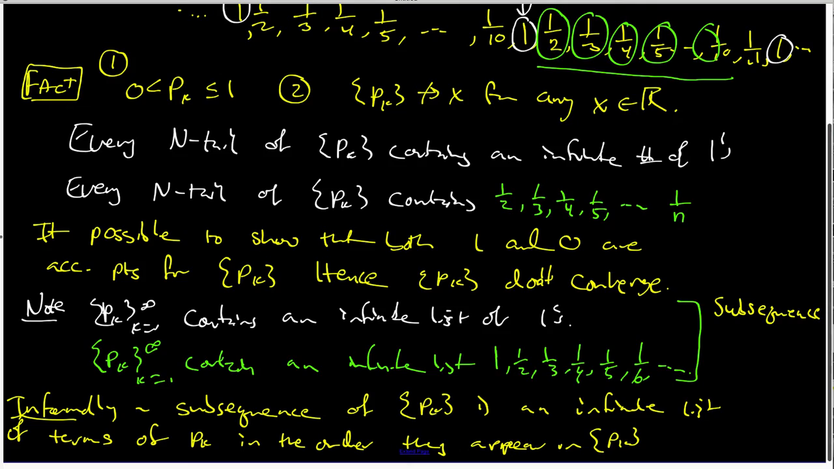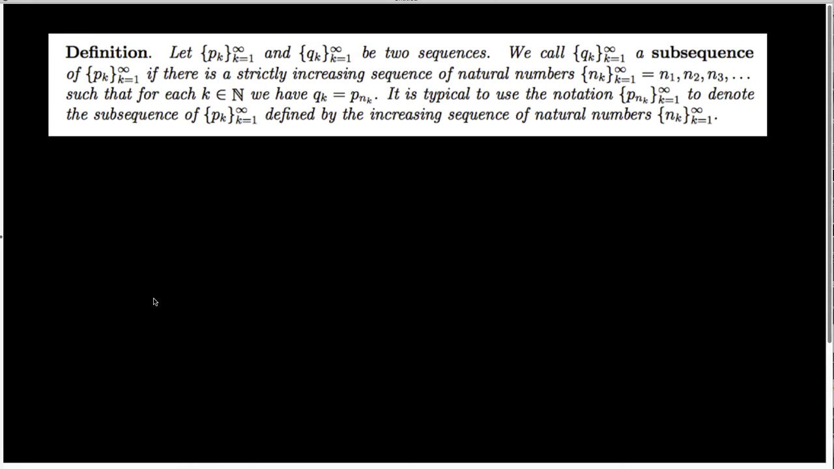And I want to make this a more formal definition, so let's look at that. The formal definition of a subsequence is this: if we have two sequences, we call the second sequence, the Q sequence, a subsequence if there's a strictly increasing sequence of natural numbers n_k, going n_1, n_2, n_3, and so on, such that q_k is equal to p_{n_k}. And it's typical that we're going to use this kind of notation to denote the subsequence. You should take the time to stop the video and copy this definition down into your notes.